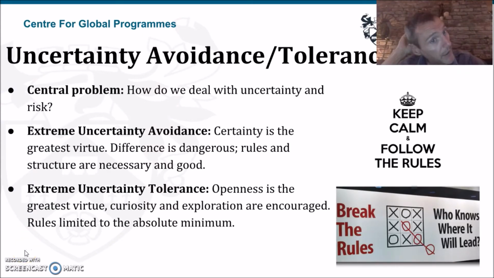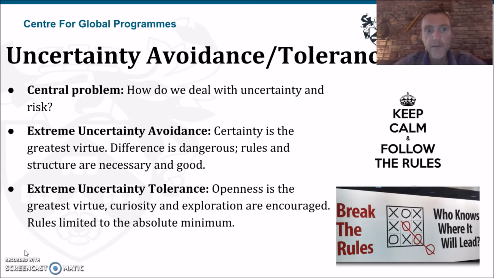Okay, and the last one is uncertainty avoidance and tolerance. So here the central problem is, how do we deal with uncertainty and risk? So the future is always uncertain. No one knows what's going to happen tomorrow. So how do you deal with that? Do you embrace risk? In which case you're extremely uncertainty tolerant.